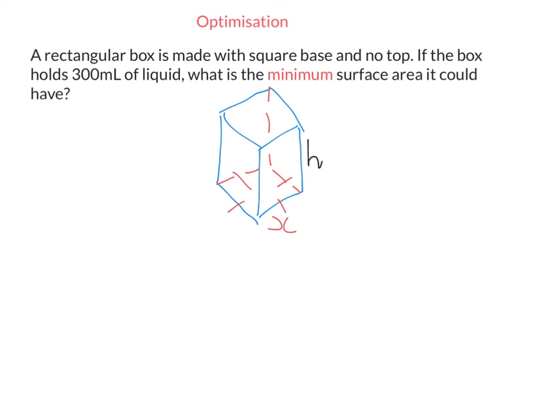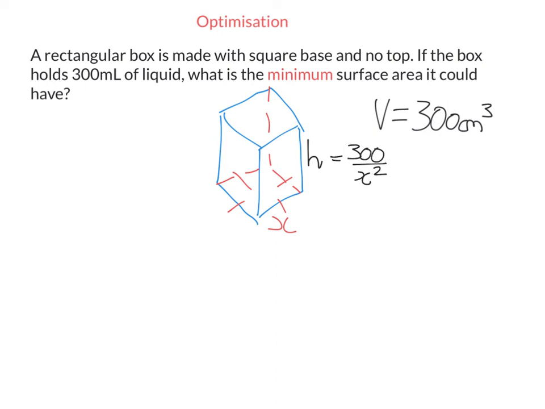If the volume is 300 mils, which is 300 centimeters cubed, then the height is just the volume divided by the area of the base. The area of this base is a square, so it's just x squared. So here, h is just volume divided by area of the base.